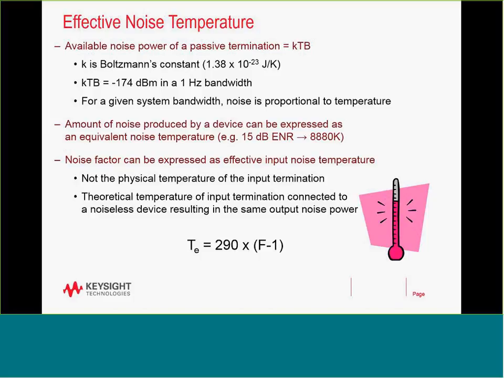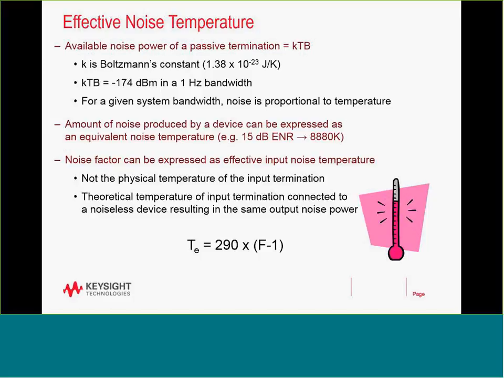Also reported in effective noise temperature. And noise temperature is basically just a relationship of noise figure to degrees Kelvin. When we take a look at the available noise power of a passive termination, we call the noise power coming out of that 50 ohm termination what we call KTB.